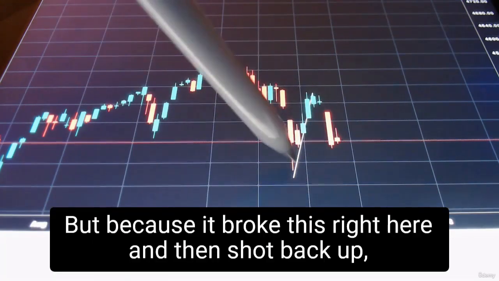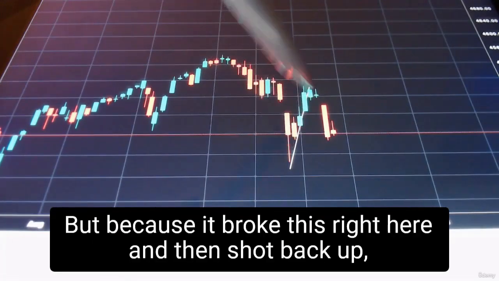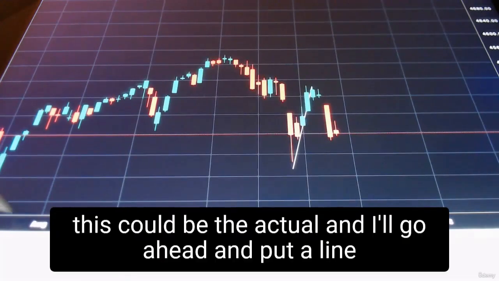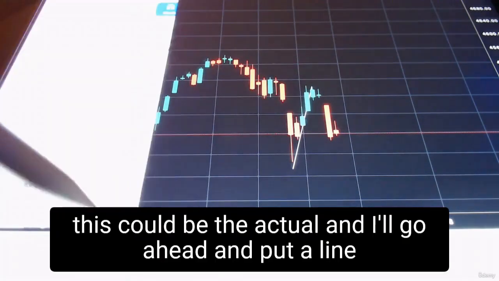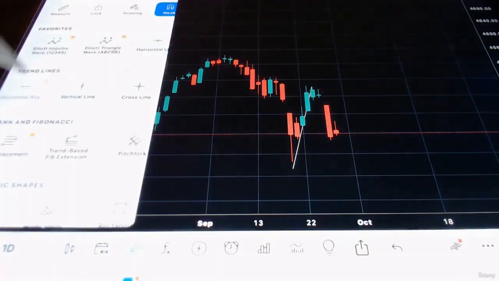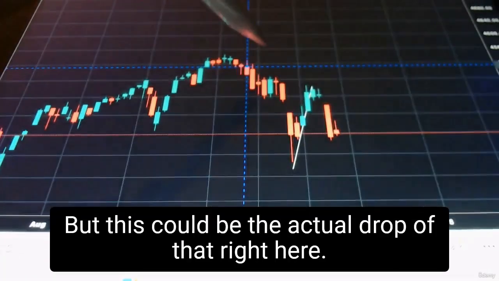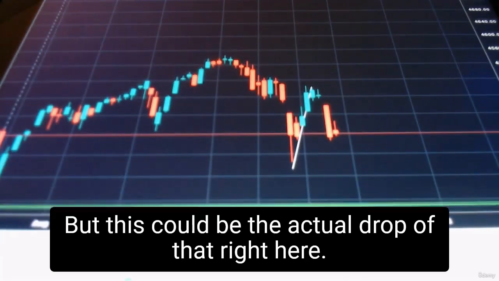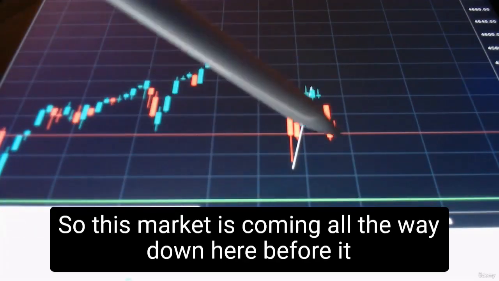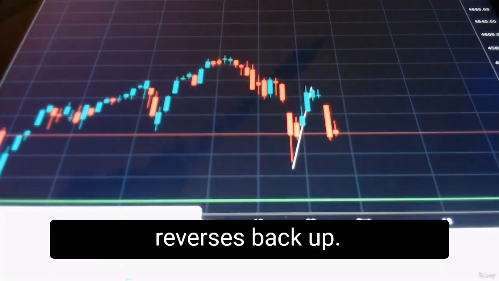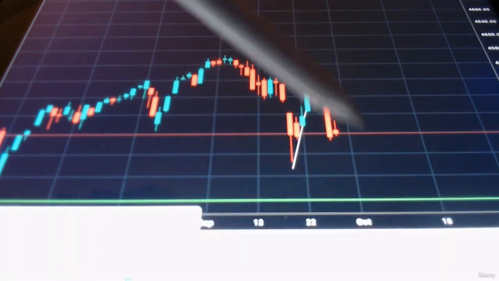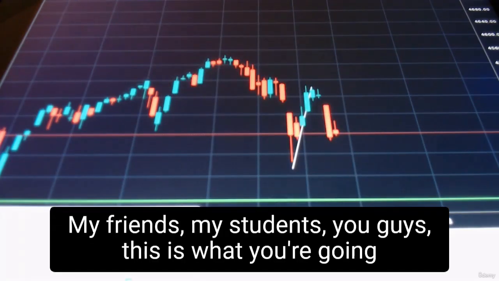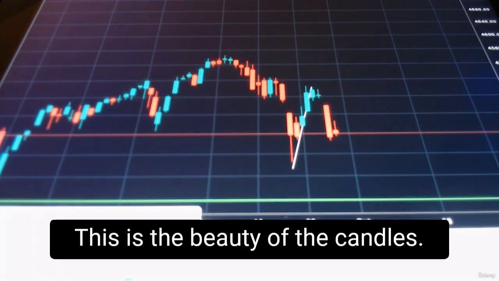But because it broke this right here and then shot back up, this could be the actual, and I'll go ahead and put a line right there, this could be the actual drop of that right here. So this market is coming all the way down here before it reverses back up. Okay? These are patterns, my friends, my students, you guys. This is what you're going to learn. This is the beauty of the candles.